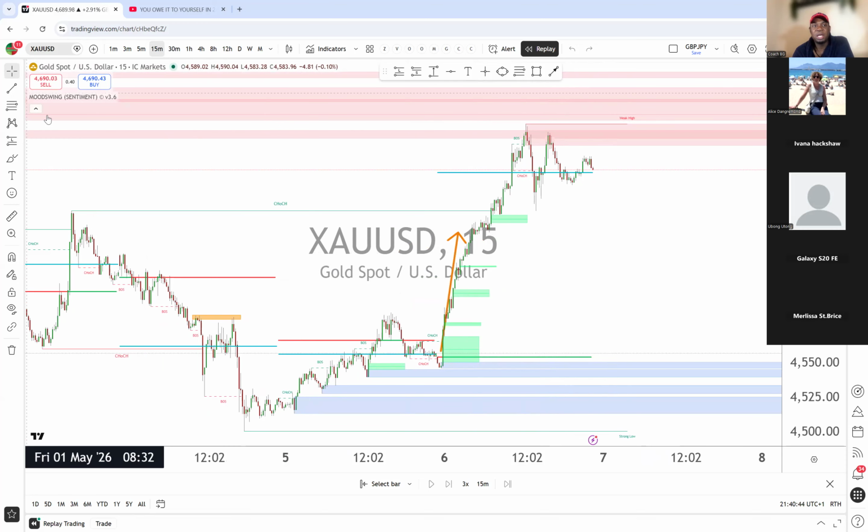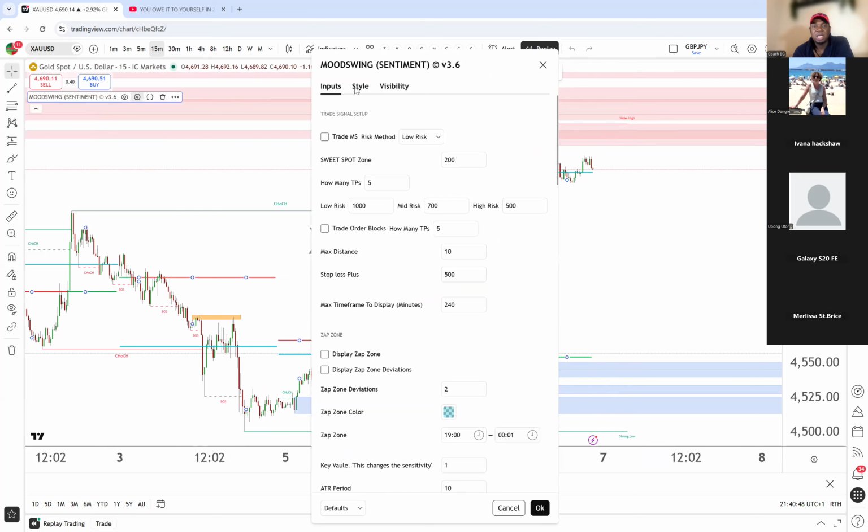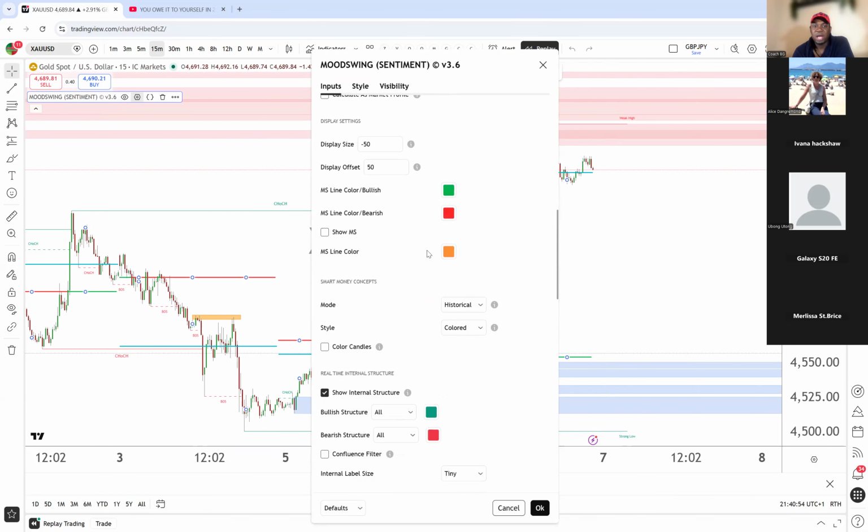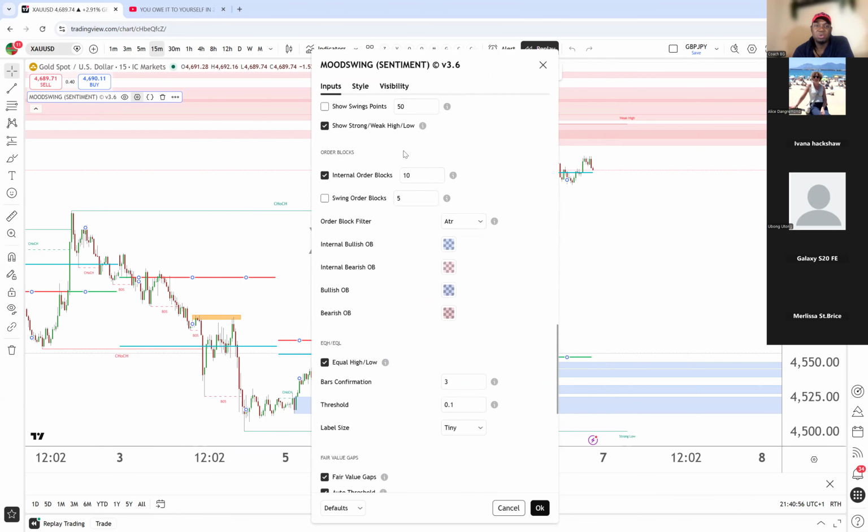Now, we could limit the number of order blocks that we see. And again, the reality is that the most recent one is the most important. However, you may want to see some further back because we want to use them as take profit targets. So that's fine. Nothing wrong with that.